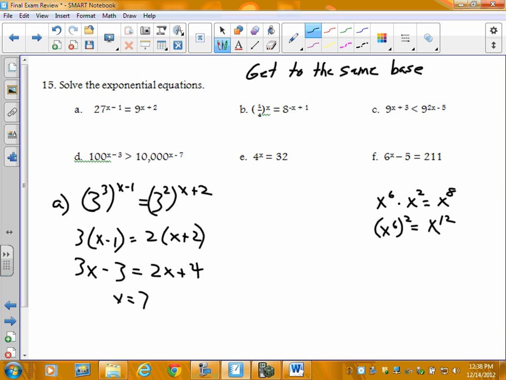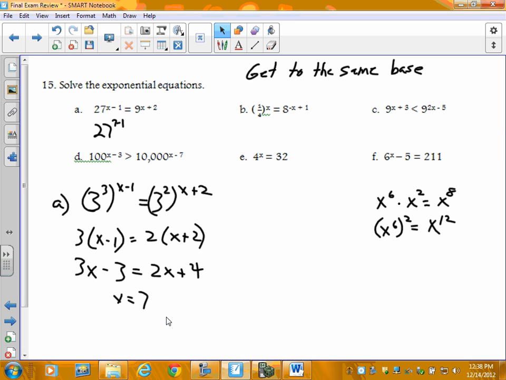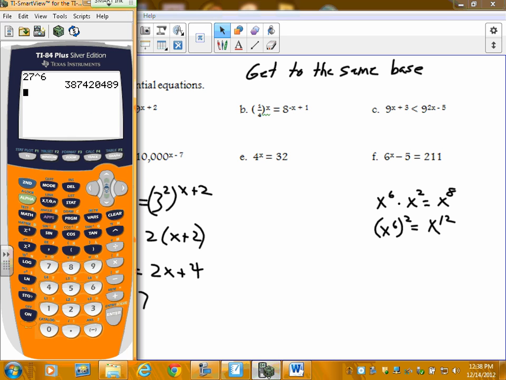Now, if you want to check it, you can use your calculator real quick. Look at this. Put in a 7 right there. So 27 to the 7 minus 1 is 27 to the 6th. If I've worked this right, I should get the same answer as 9 to the 7 plus 2, which is 9 to the 9th. So if I've done it right, I go 9 to the 9th. When I hit enter, it should be the same thing, and it is.